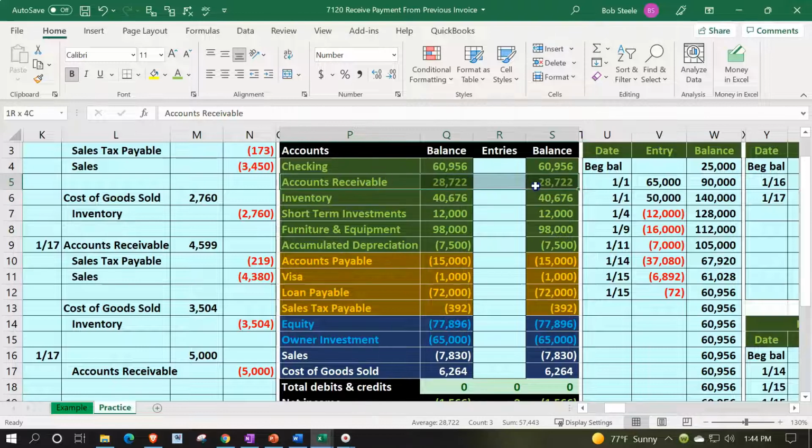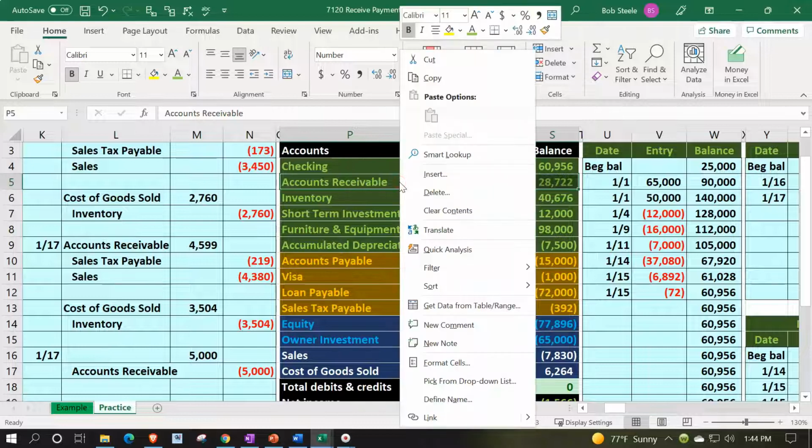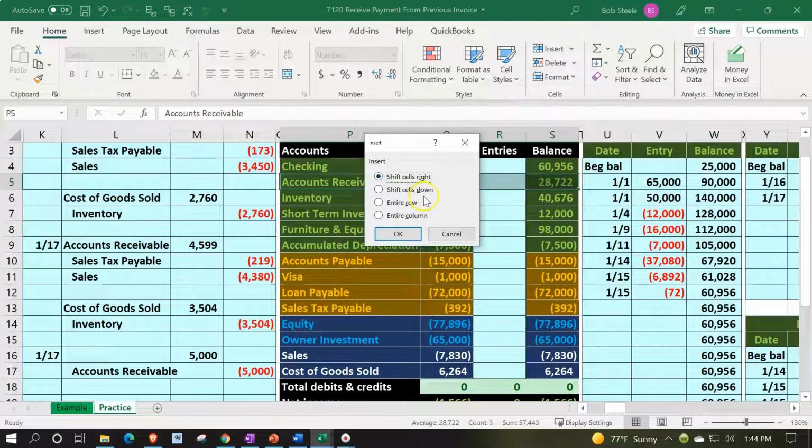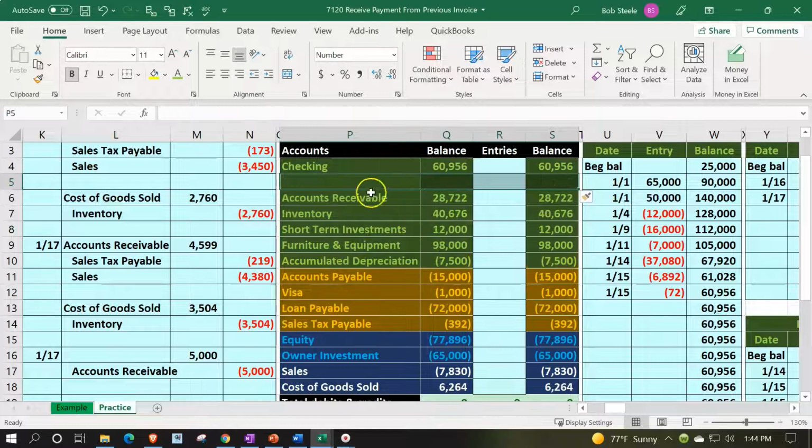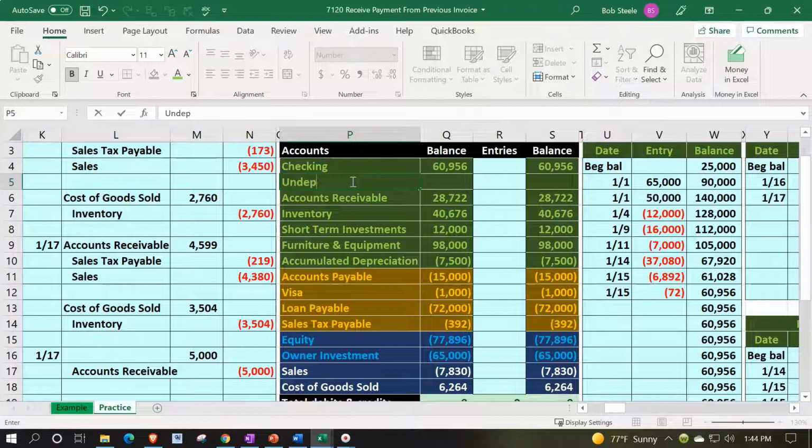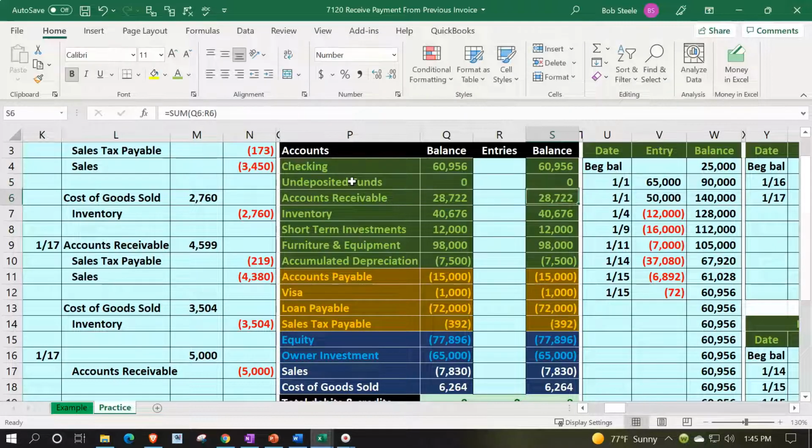So I'm going to select these four cells, right click on them, and let's insert in there and shift the cells down, and we're going to call this undeposited funds. I think that's spelled right. I haven't checked the spelling for a while, so if I have misspelled something along the way, I apologize. I don't spell good. So we'll then add those up. And so there we have it. And so now we've got what we need.